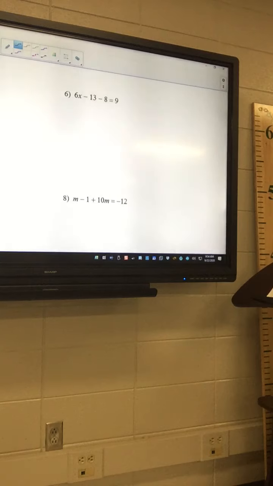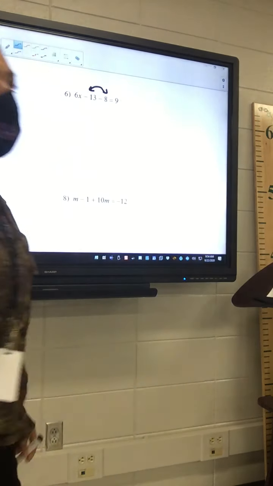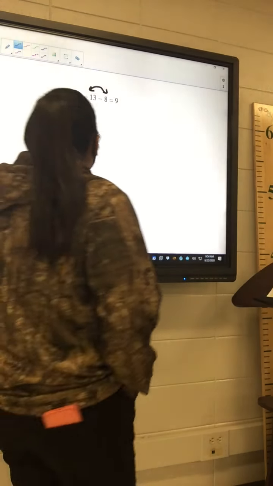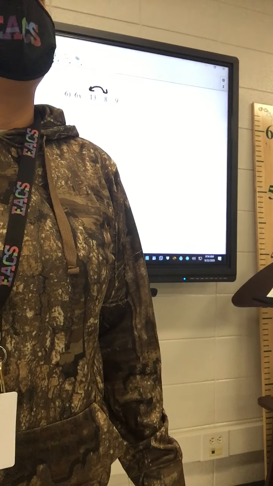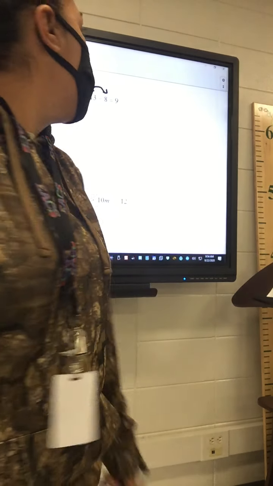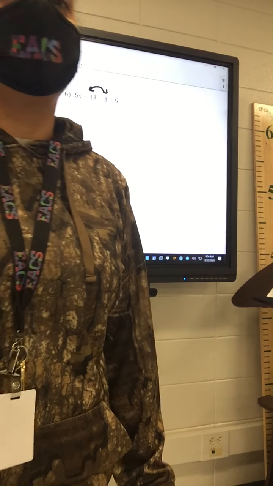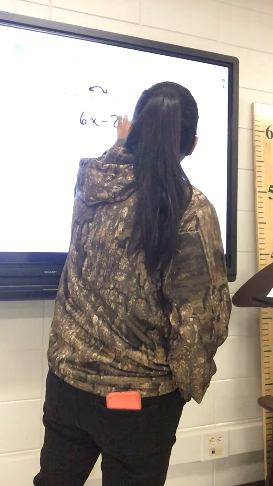Okay, look at 6. What can we combine? The 13 and the 8. So what is negative 13 minus 8? Negative 21. Type it in your calculator: negative 13 minus 8 is negative 21, like I said. Where are you guys getting 5? How do you get 5?